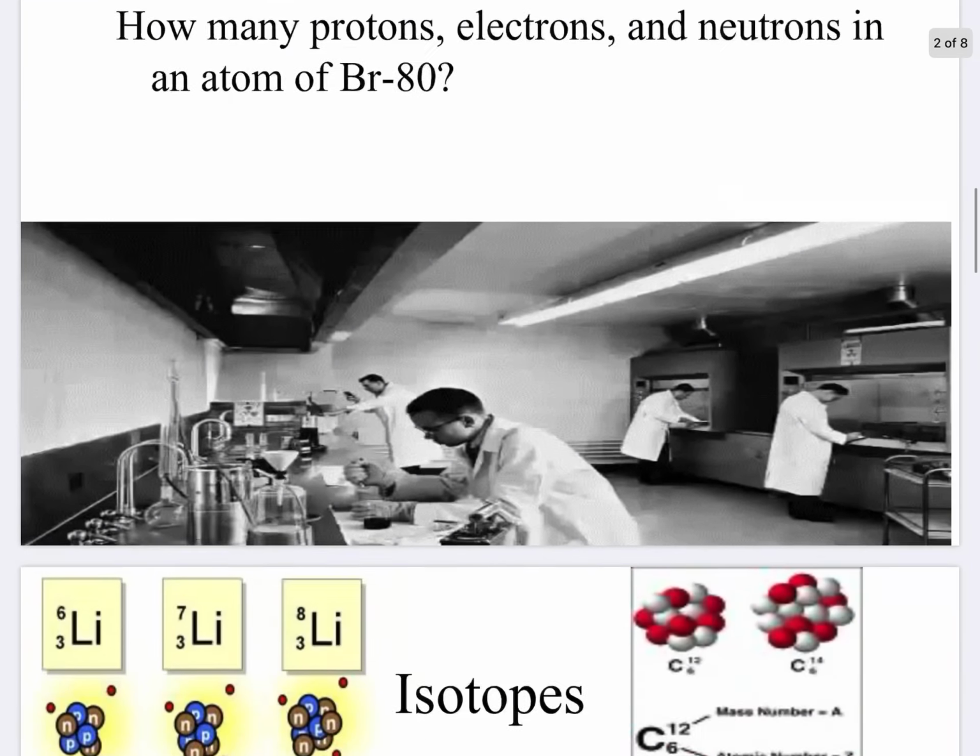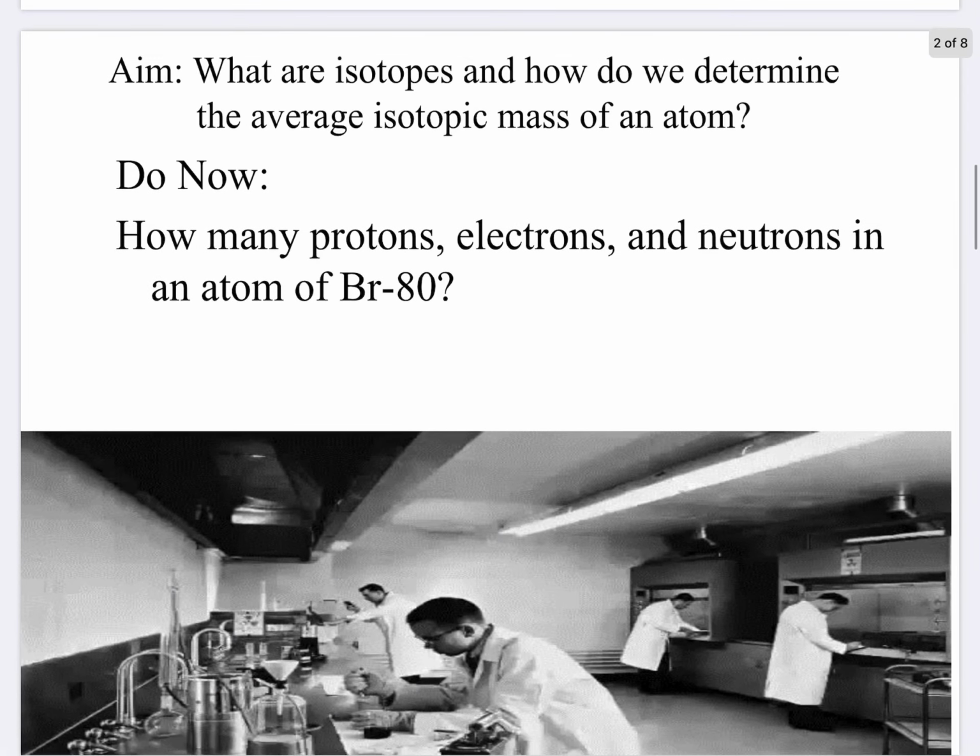Structure day 3. What are isotopes and how do we determine the average isotopic mass of an atom? Hit pause right now and please do the do now question.